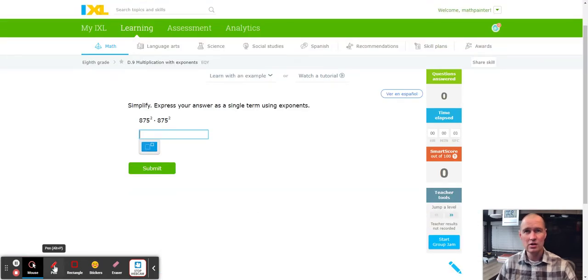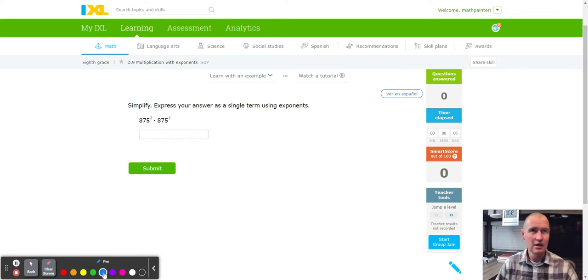So what I'm going to do is keep the same base, and then I'm just going to add the exponents. So what I have here is 875 equals, let's get a darker pen so we can see it. There we go. 875, and we have 2 plus 2. So then the next step is 875, and 2 plus 2 is to the 4th power. And that's really as far as I need to go. So let's see how well that works out.